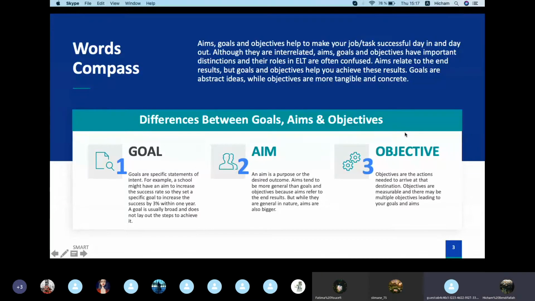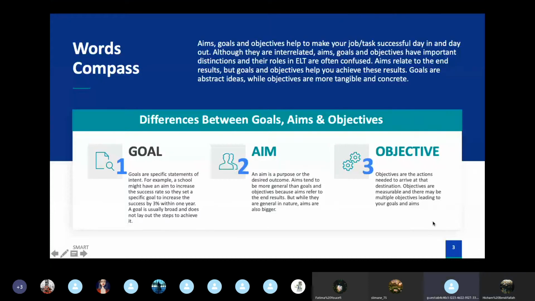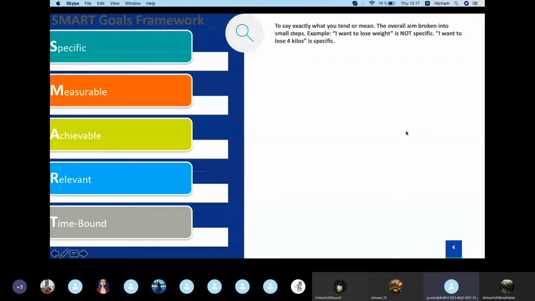How can we choose the words? When I'm going to write my objective, there are specific words that are used to write my objective. Yes, absolutely.